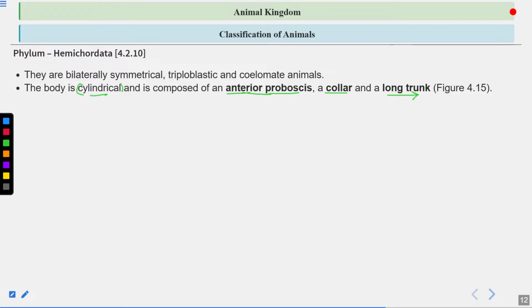So what is the anterior proboscis? It is present in the front of the body. It is a fleshy, elongated structure. And what is the role? It helps in feeding and burrowing.